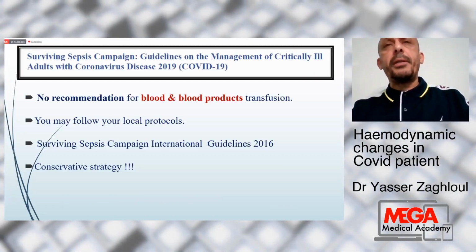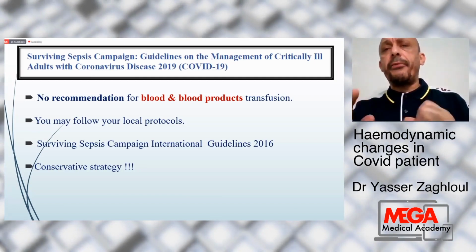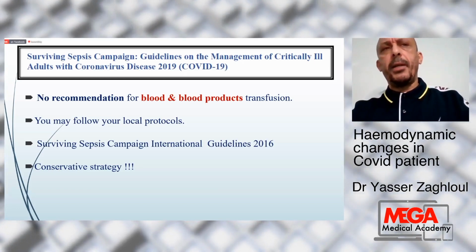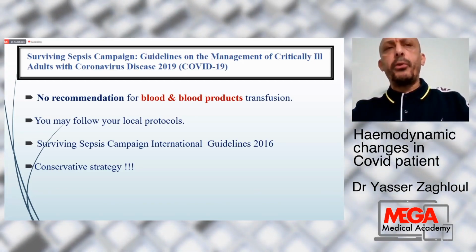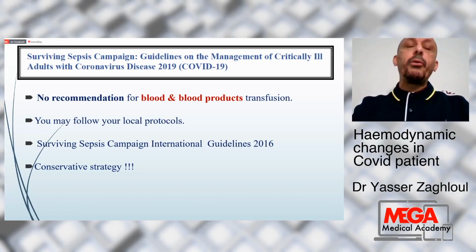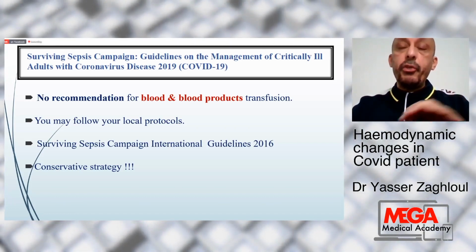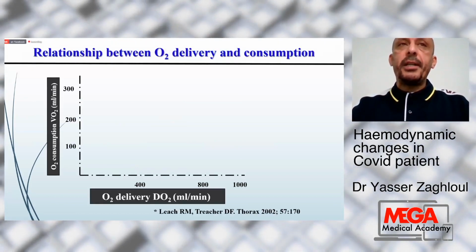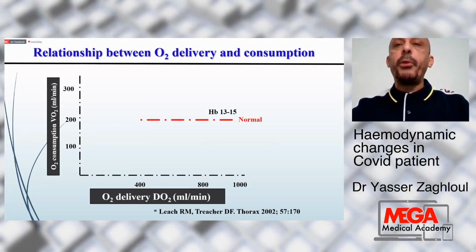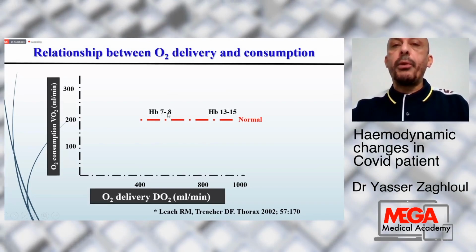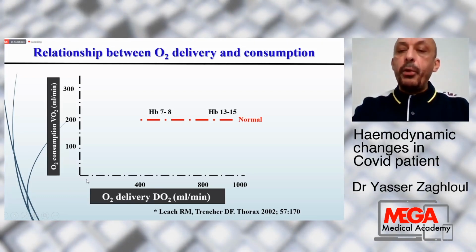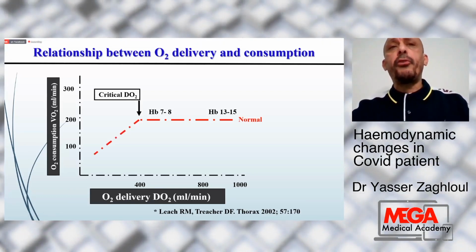Now we will come to the blood and the blood products. Of the 3 resources that I mentioned, from China, the Surviving Sepsis Campaign, or WHO, nobody mentioned anything about blood and blood products. So you may follow your local protocols or the Surviving Sepsis Campaign published in 2016, or you may follow a conservative strategy. But usually in a critically ill patient, you have to consider the relationship between oxygen delivery and oxygen consumption. Normally, if hemoglobin drops from 13 to 7 or 8, the oxygen delivery can still match the oxygen consumption. But below 7, we will have critical oxygen delivery.